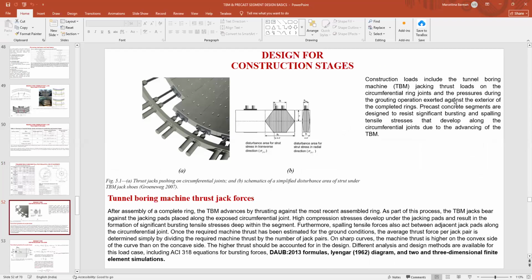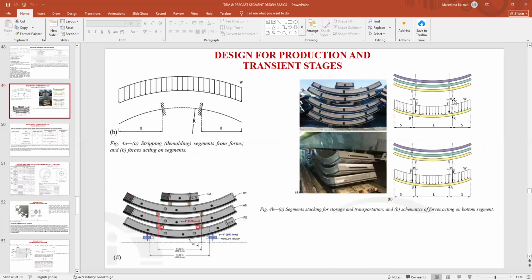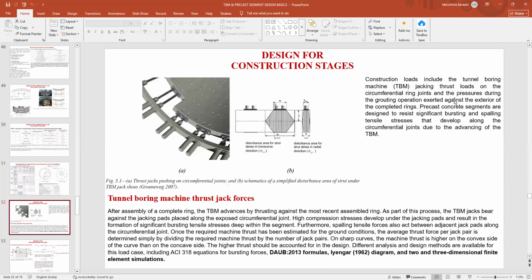Now this is for the construction stage. Previously we discussed the production and transient stage. Now we come to the construction stage. In the construction stage, the TBM is taking the jacking thrust on the segments. In the slurry machine or the EPB machine, they are always taking the thrust on the segment. But if it is a rock TBM, a gripper TBM, it is not taking the thrust from the segment, it is taking it from the rock face.